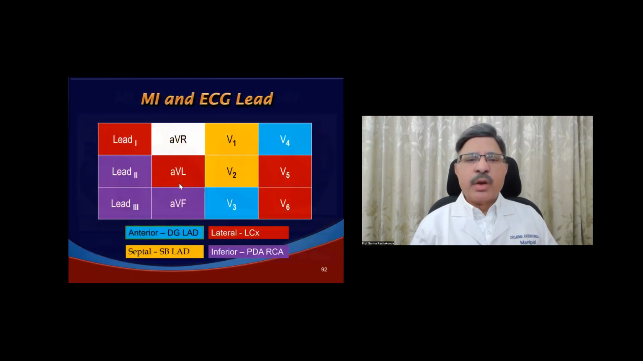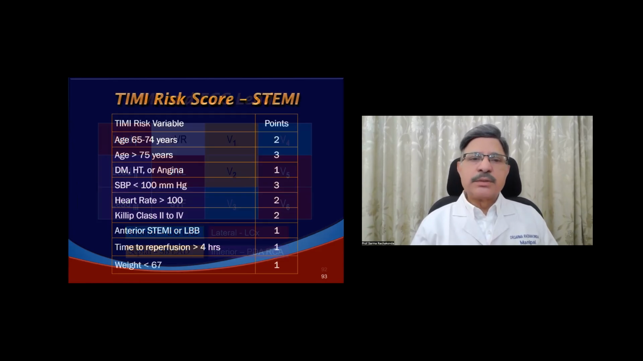Okay. Now, tabular wise, these red areas, L1, AVL, V5, V6, are lateral, that is LCX. The blue one, V3, V4 are anterior, V1, V2 are septal, both are LAD. And then the purple color one, L2, L3, AVF changes are posterior descending arteries of the RCA or main RCA itself. AVR is the lead that does not generally show any infarction changes.